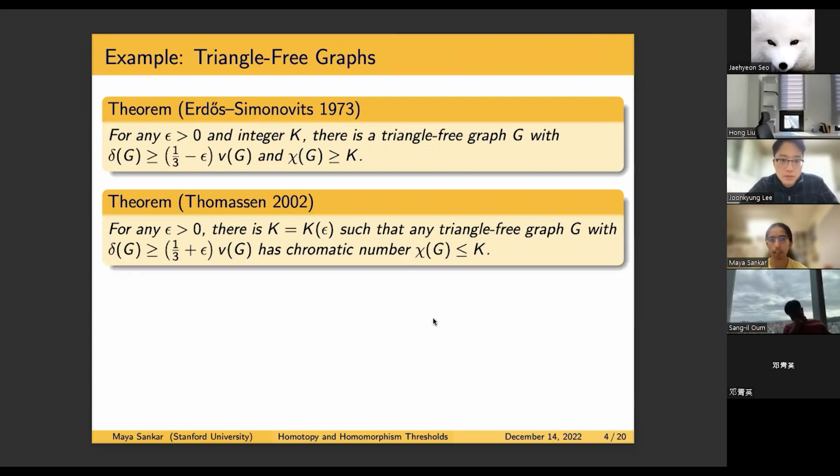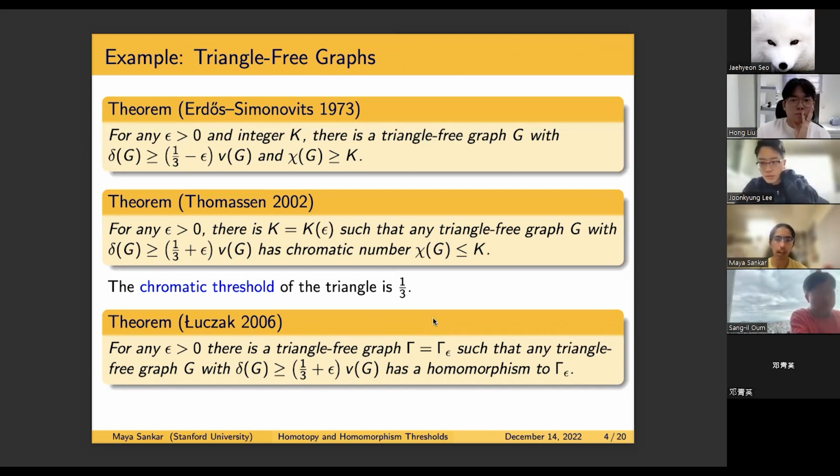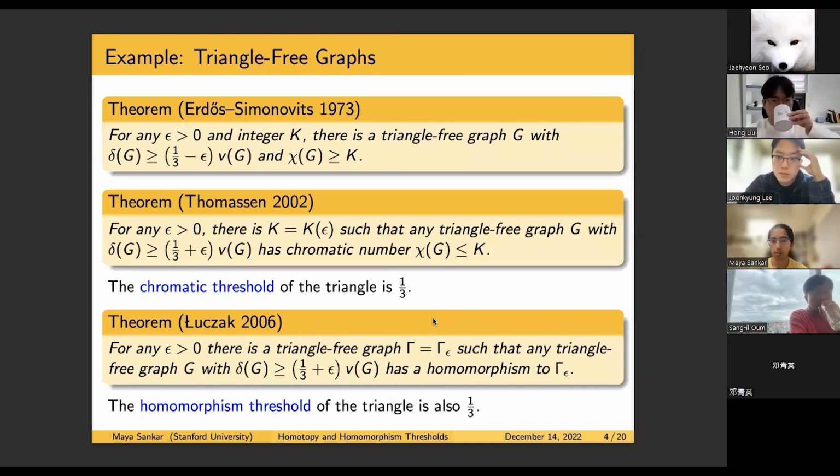On the flip side, above 1/3, we can bound the chromatic number of the graph just in terms of the minimum degree fraction. So we call 1/3 the chromatic threshold of the triangle, the point at which we can start bounding the chromatic number of the graph in terms of its minimum degree fraction. So similarly, we can ask, when can we start describing this graph as having a homomorphism to some other graph? We can say that when G has minimum degree fraction a little bit more than epsilon, not only does it have bounded chromatic number in terms of epsilon, but we can say it's got a homomorphism to some known triangle-free graph. And the point at which we can start making this structural guarantee is called the homomorphism threshold.